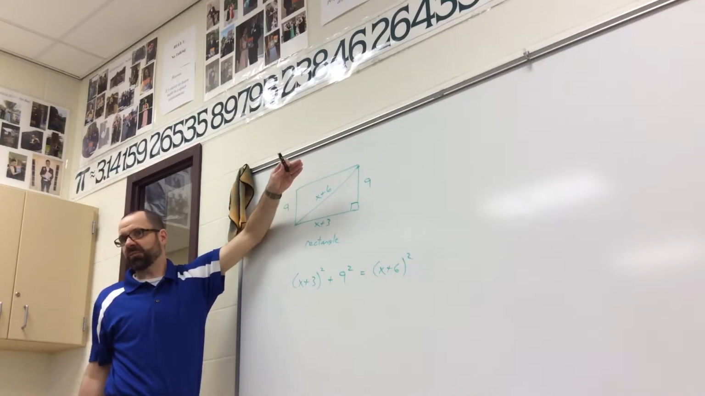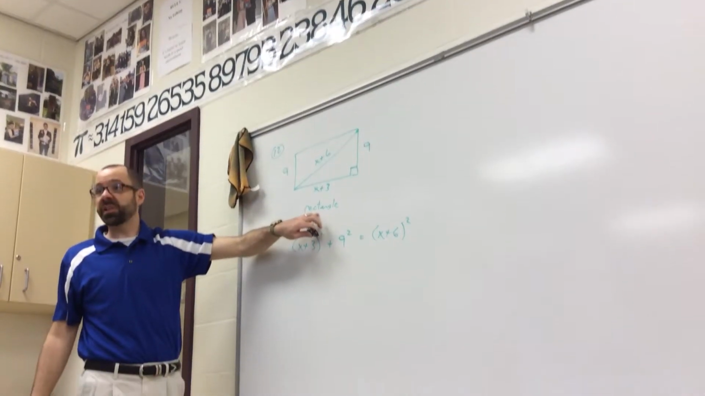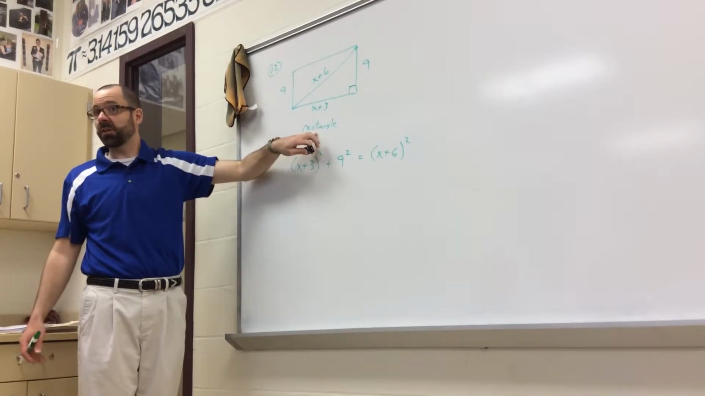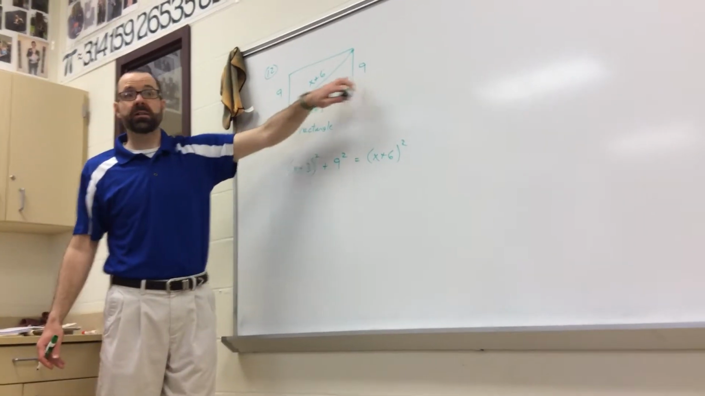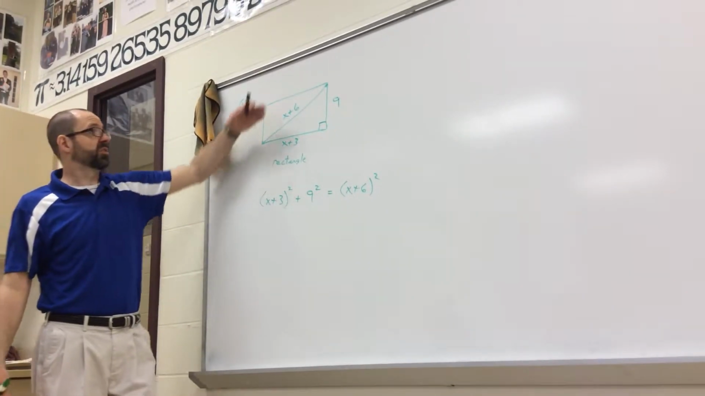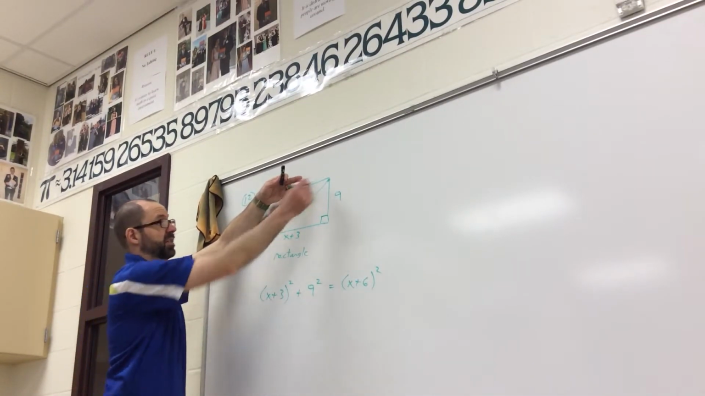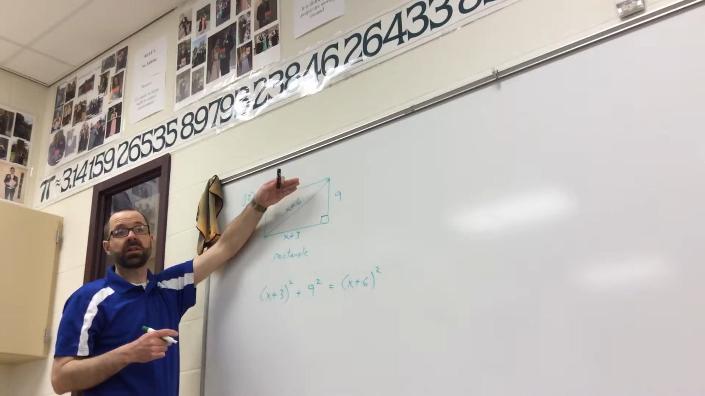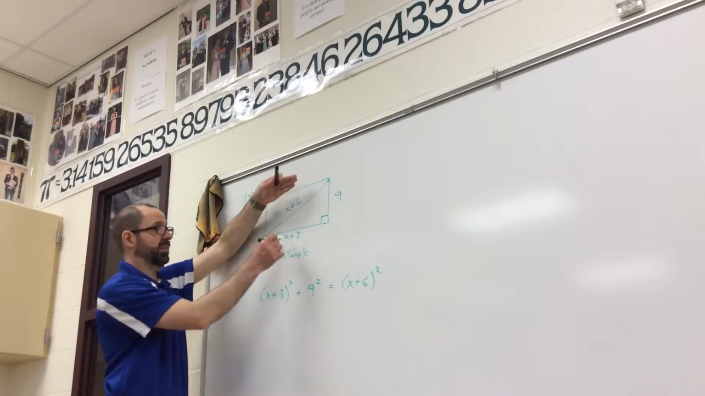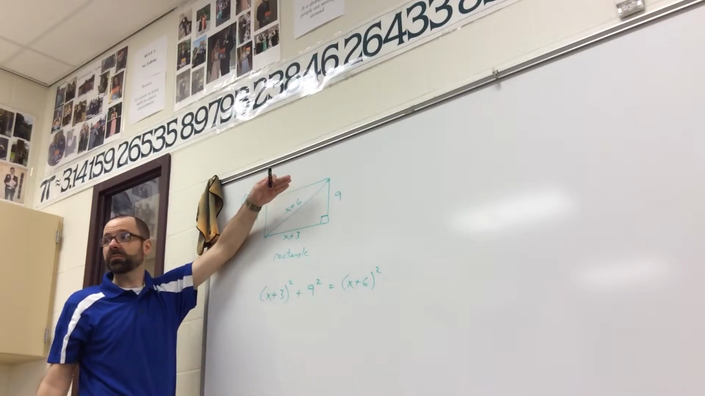So let me just take you back through my train of thought. They told us it was a rectangle, so that makes it a parallelogram, which means these are both 9. They told us it's a rectangle, so that means this angle is 90, so that makes this a right triangle. And then on a right triangle, you can do leg squared plus leg squared equals hypotenuse squared.